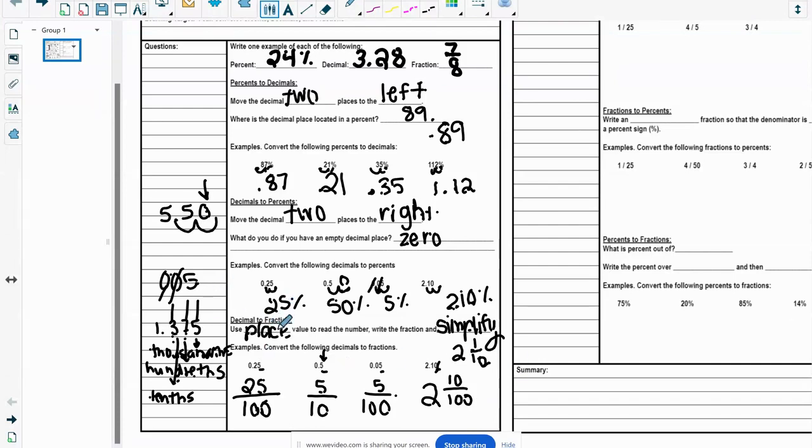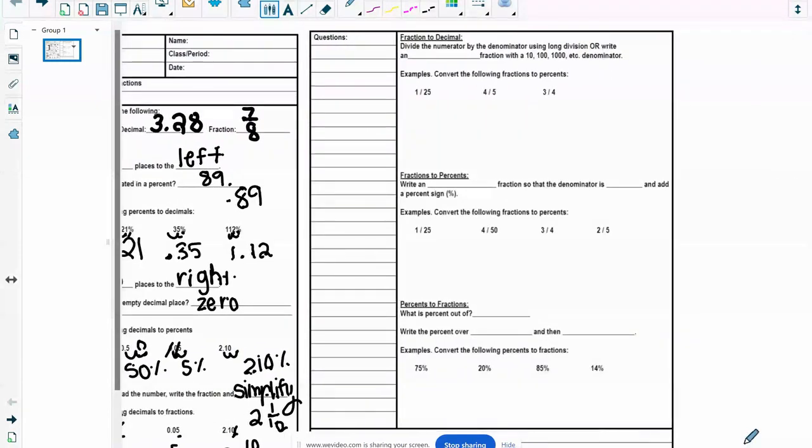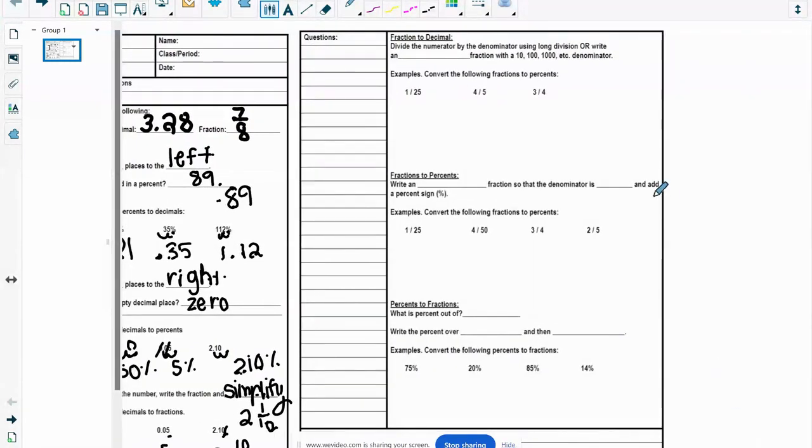All right, so that was decimals to fractions. Now let's do fractions to decimals. And there are 2 different ways we can convert fractions to decimals, so I will show you both methods. We are going to divide the numerator by the denominator using division, which you can use a calculator for in this unit, so you don't have to use long division. Or rewrite an equivalent fraction, an equal fraction, with a denominator, bottom number, of 10, 100, or 1,000. And we'll see how this works.